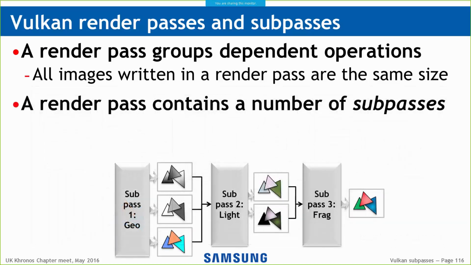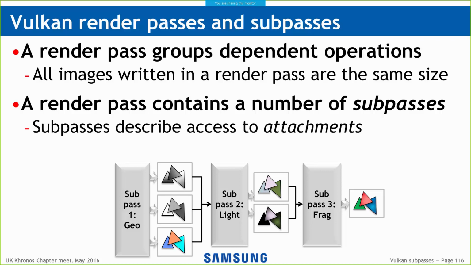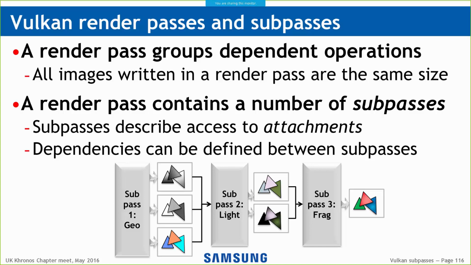So a render pass has subpasses in it. And the subpasses correspond to the different stages of operations we're going to be giving. And those subpasses work on attachments, which are the image views that we were talking about earlier. So in this case, the intermediate color values, normal values, and that kind of thing are all stored in attachments. And you have a dependency defined between the subpasses to say which of those attachments are going to be used by one subpass and which are going to be output by others.